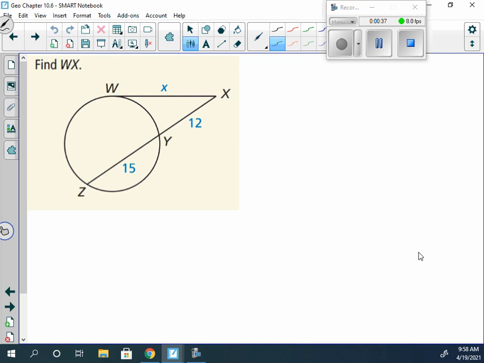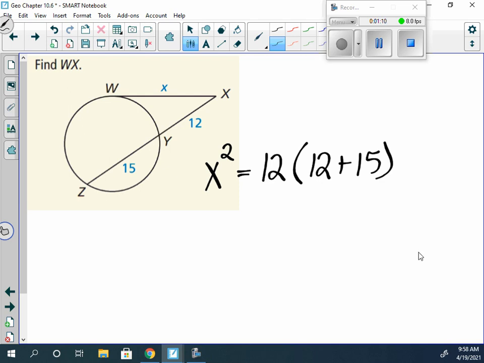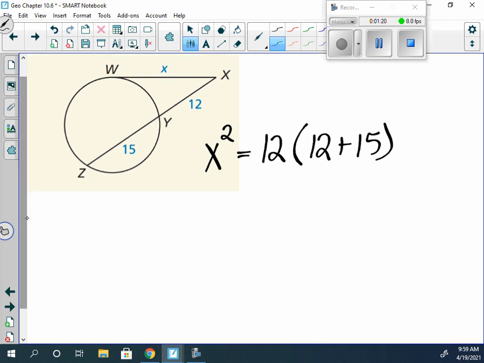Now when we look at these here, the theorem states that the tangent segment squared is equal to the length of the exterior secant times the whole length. So our tangent length here is x. So our tangent length squared, x squared, is equal to the product of the exterior length, 12, times the entire segment, which would be 12 plus 15. So the square of the tangent is equal to the exterior secant times the entire secant length. Any questions on anything we have set up so far?